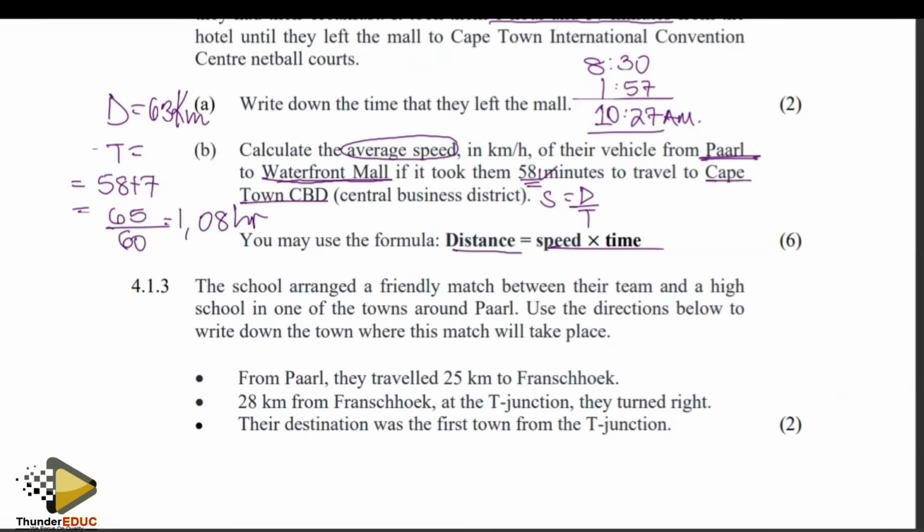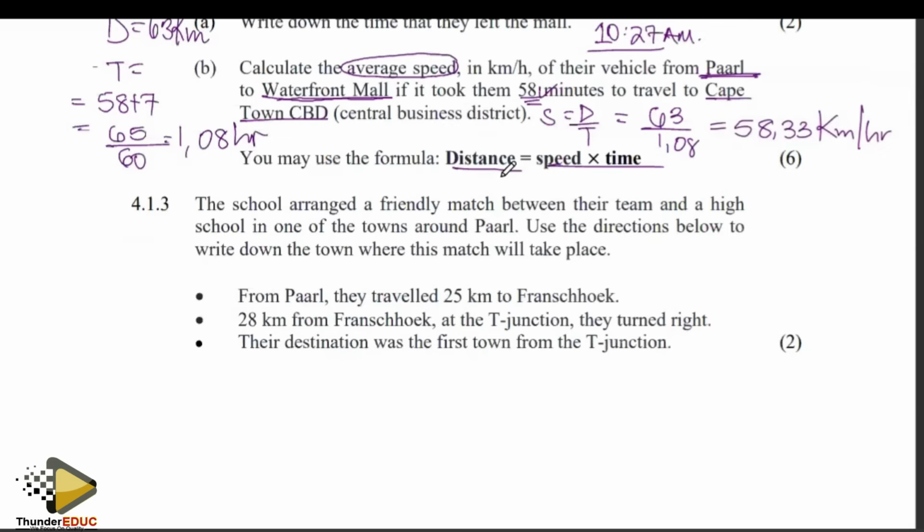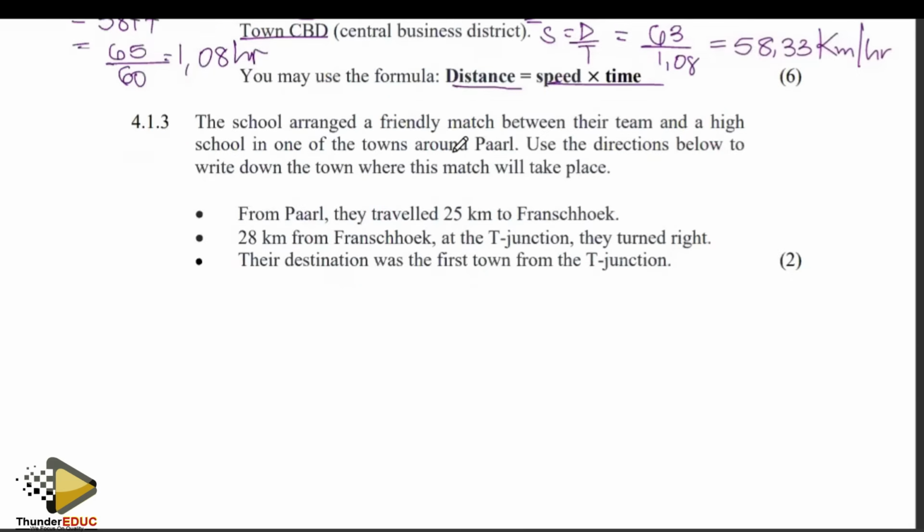You substitute into the formula, whereby the speed is the distance, 63, divided by 1,08. So 63 divided by 1,08, the speed was 58,33 kilometers per hour. All right, we go to the next question, 4.1.3.